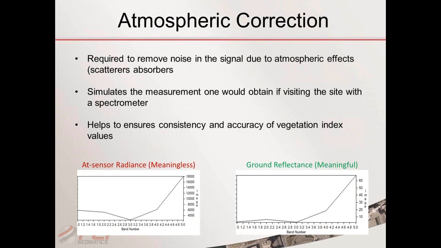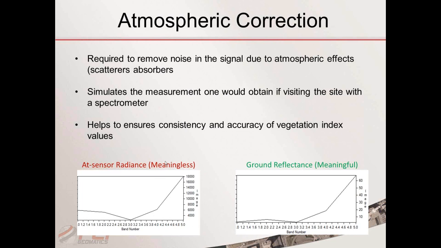And then the next one is doing the atmospheric correction. This is required to remove noise in the signal due to atmospheric effects: scatterers, absorbers, attenuation of the spectral bands. The information received at the sensor is what's called at-sensor radiance, and these are often provided to us scaled in a 16-bit or 8-bit channel. Therefore, the actual measurements themselves have very little meaning. Even if we were to convert them to unscaled radiance values, there are so many atmospheric effects that we really don't know what we're looking at.